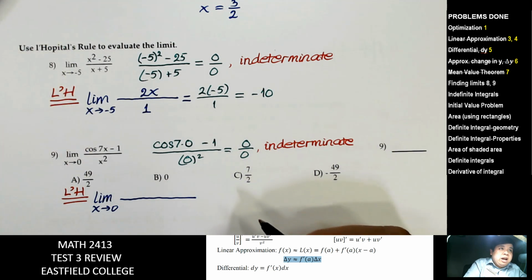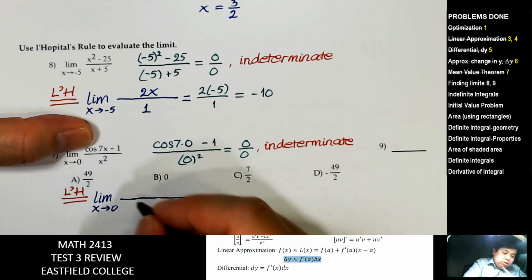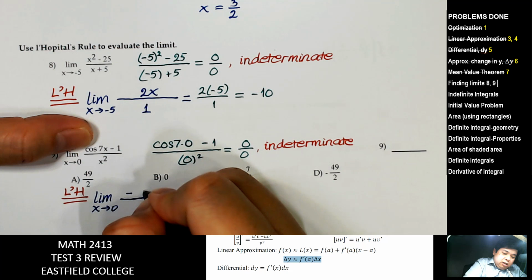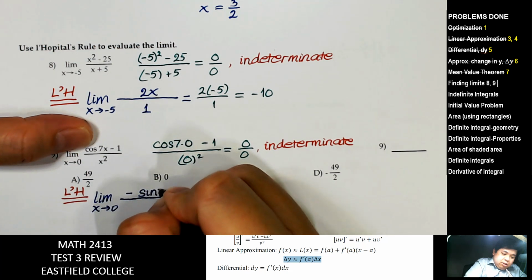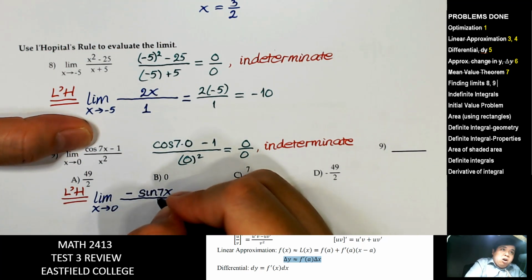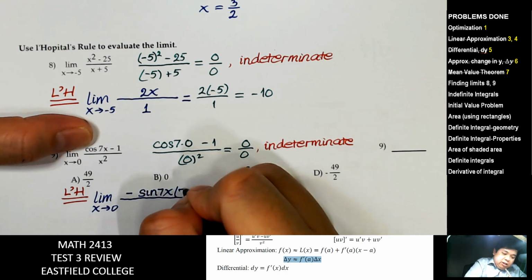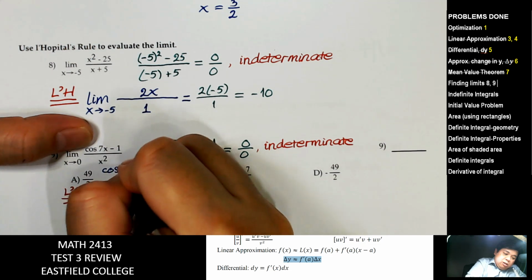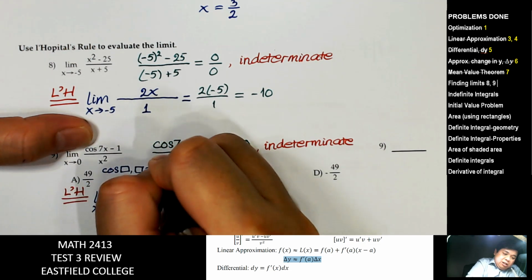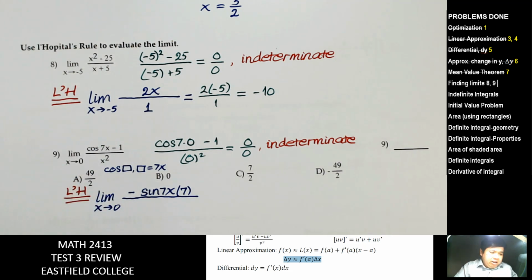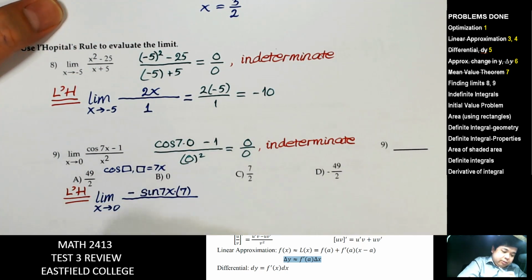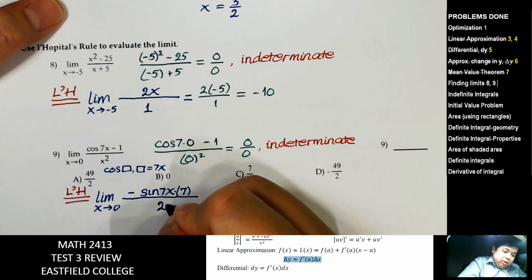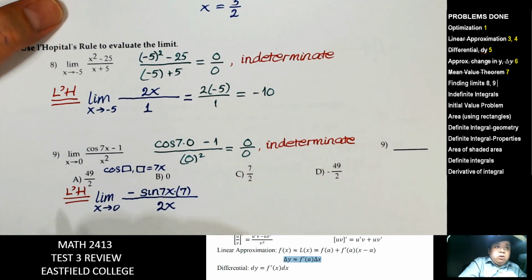Derivative of cosine 7x, that is the chain rule. Cosine of the box, and the box is 7x. The derivative is negative sine of 7x, and then the derivative of the box, we have 7. So negative sine 7x and then 7. X squared will give us 2x. Now we're going to put in 0 again.